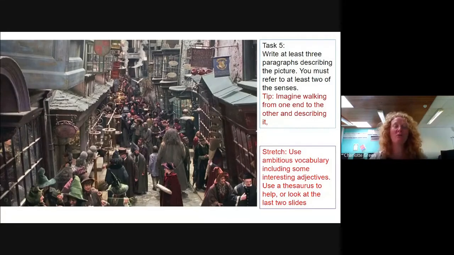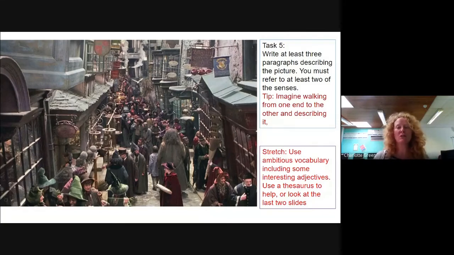And so we've reached our big task of the day. We're going to try and pull together all of these ideas and your brilliant words that you've come up with, the different senses linking to this, and we're going to create a really interesting piece of writing. I'd like you to try and aim for about 3 paragraphs, if you can, to describe this image. And you want to refer to at least 2 of the senses.